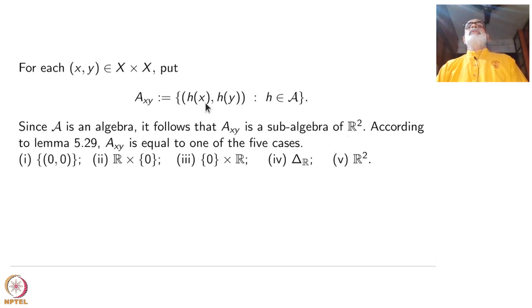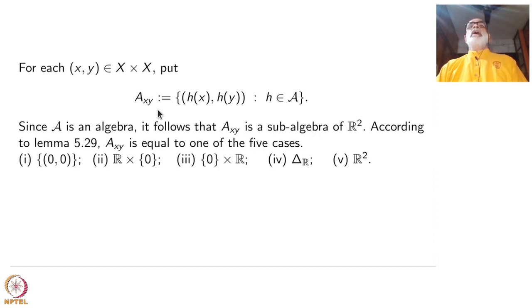Why? Because if you multiply these two, you have to multiply H1x, H1y, H2x, H2y, right? How do you multiply H1, H2 of x and H1, H2 of y? That is the multiplication of two functions inside this algebra A also. So it will be H1, H2 of x and H1, H2 of y. Similarly, addition, scalar multiplication, all these things you can check.